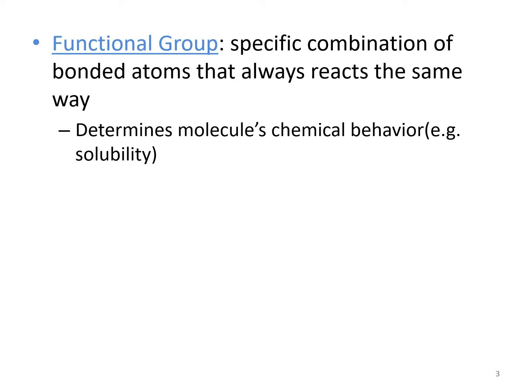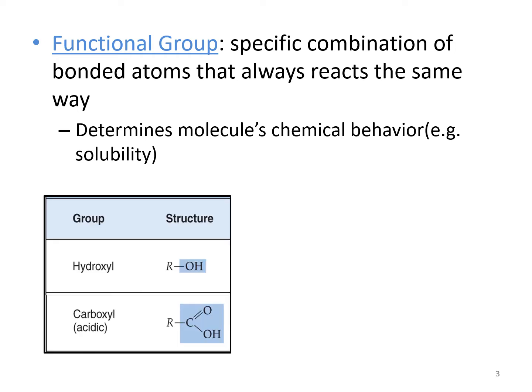And so what exactly is a functional group? As you can see here, a functional group is a specific combination of bonded atoms that always reacts the same way, right? So we have lists of these functional groups, and essentially when a particular functional group or combination of functional groups attaches to the carbon backbone, this can completely change or ultimately determine the molecule's chemical behavior. So here, for example, are two functional groups, a hydroxyl, right?